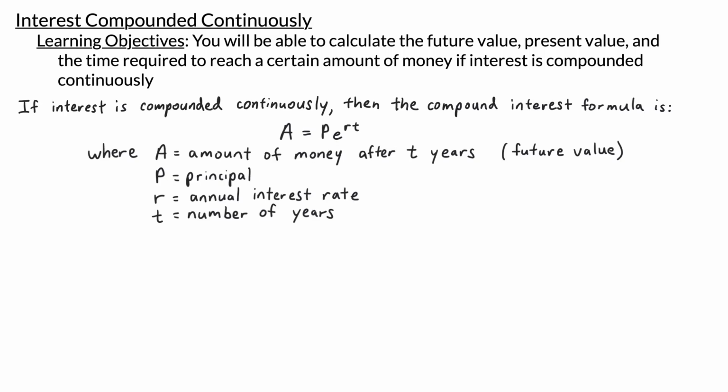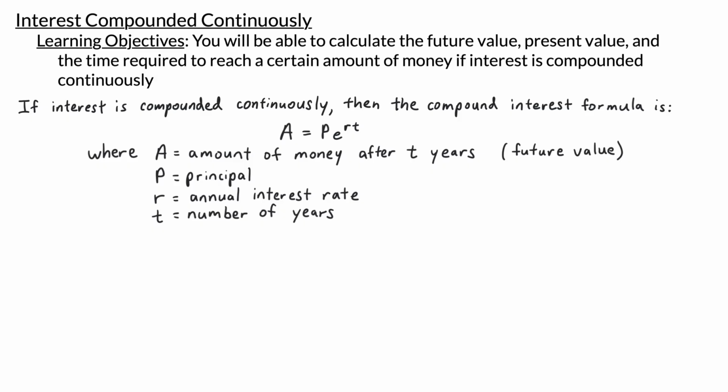In our previous video, we learned that if interest is compounded continuously, then the compound interest formula is A equals P times e to the power of R times t, where A is the amount of money that we'll have after t years, which is also known as the future value, P is the principal, R is the annual interest rate, and t is the number of years we're interested in.